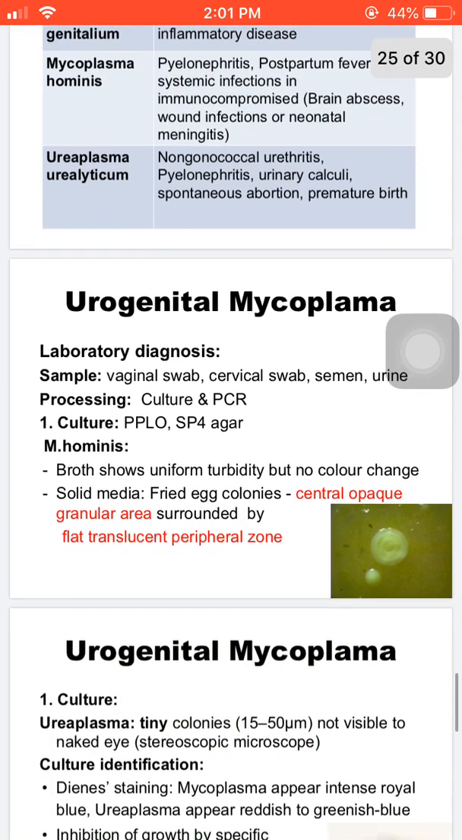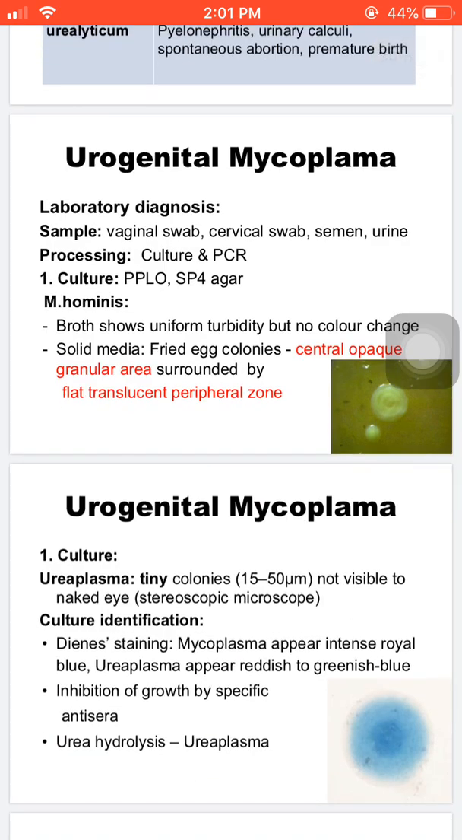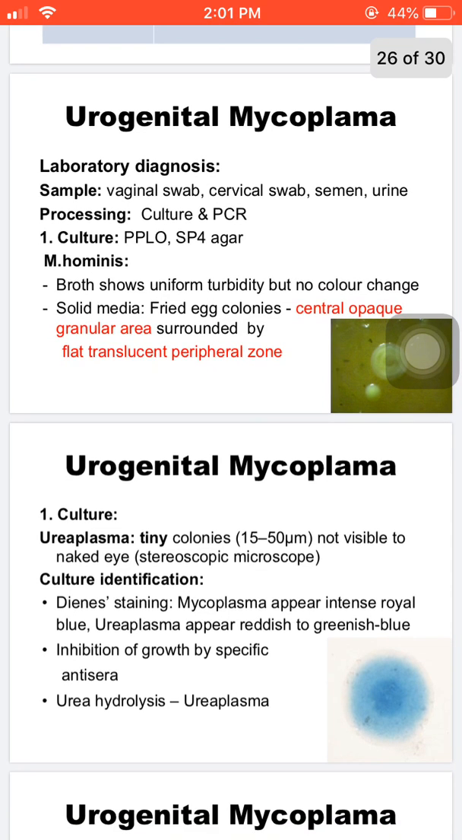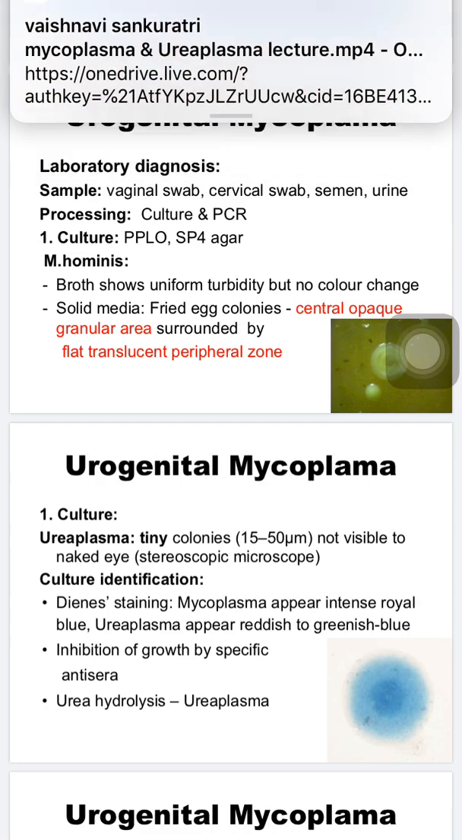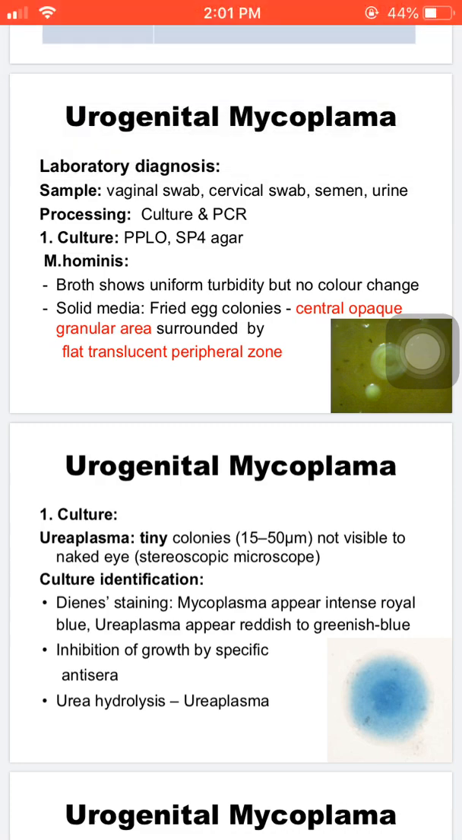Now how do you diagnose? The sample will be a vaginal swab, cervical swab, urine or semen, and the processing is by culture and PCR. Culture media we have already discussed, but how does a colony look on the agar? Mycoplasma hominis colony has a fried egg appearance. Why fried egg? Because there is a central granular opacity surrounded by a flat translucent peripheral zone. You can see in the picture here the fried egg colony. It's better appreciated by dye staining.